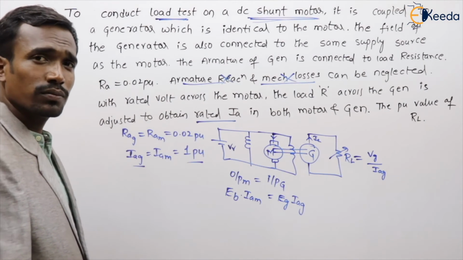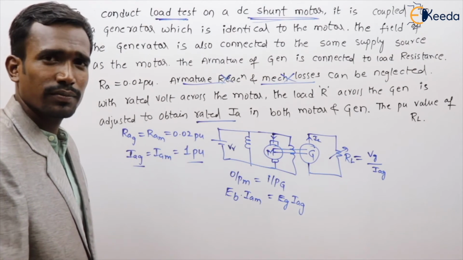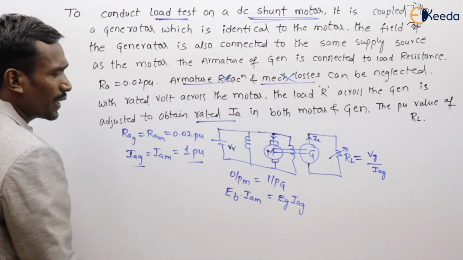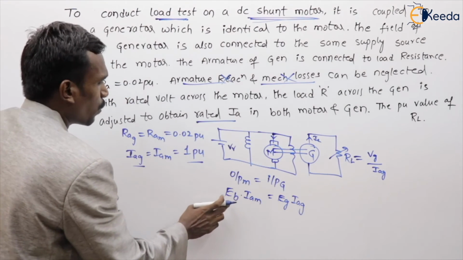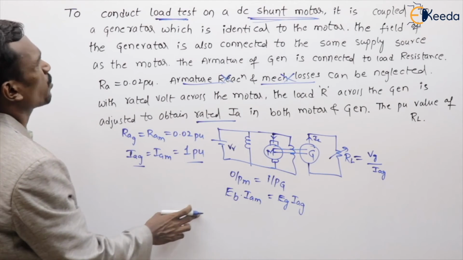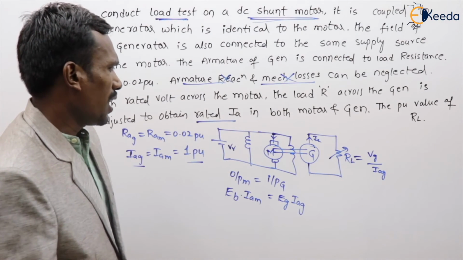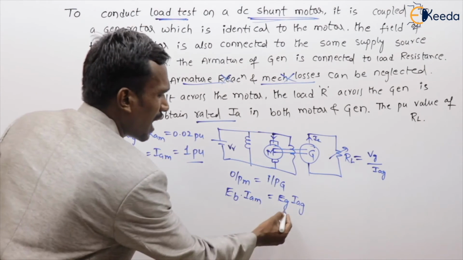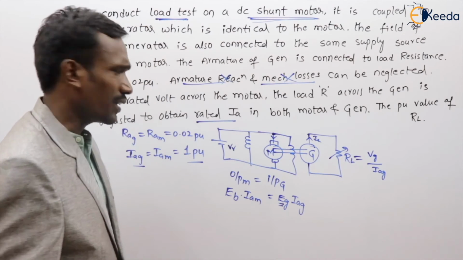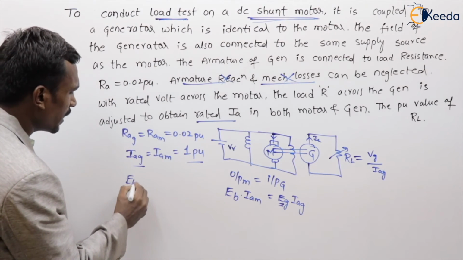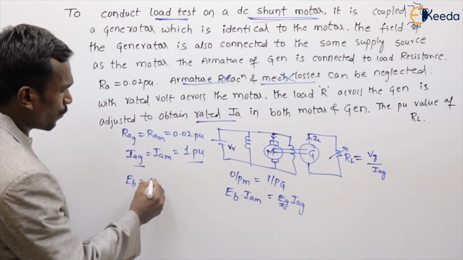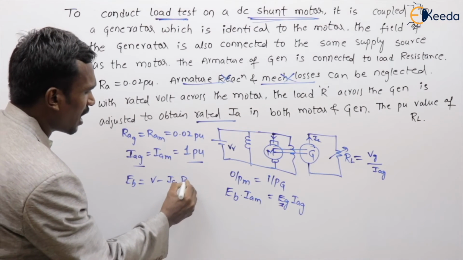Yes or no? Right? EZ into IA. Tell me, what is EB into IA? For example, I have to find out EB. EB is equal to V minus IARA.